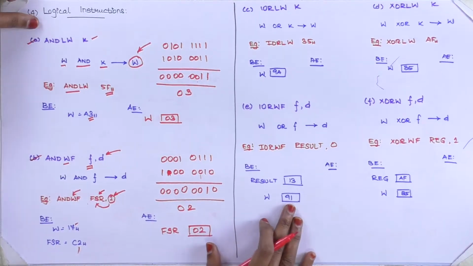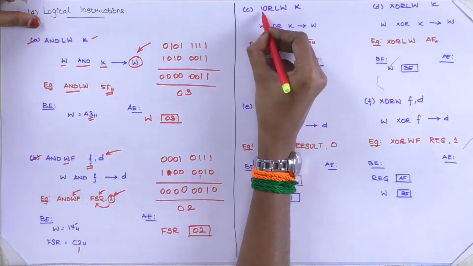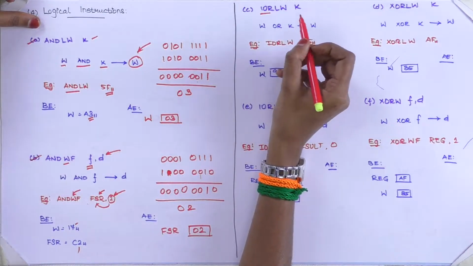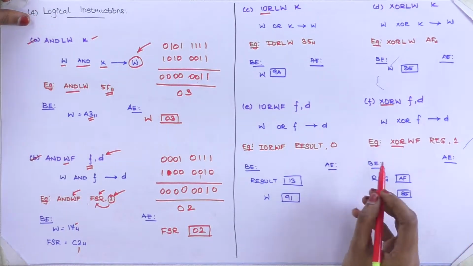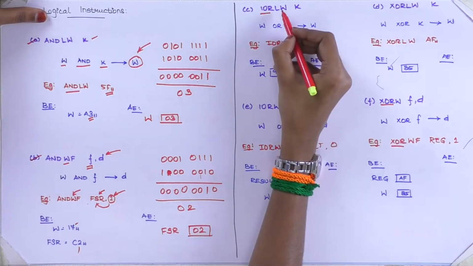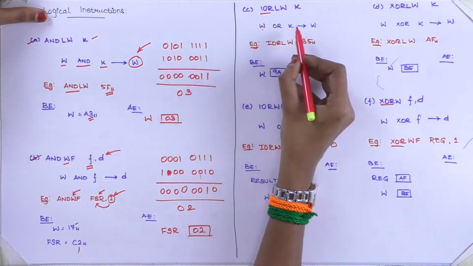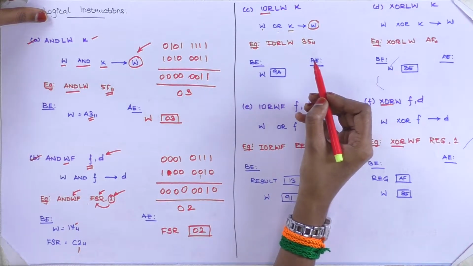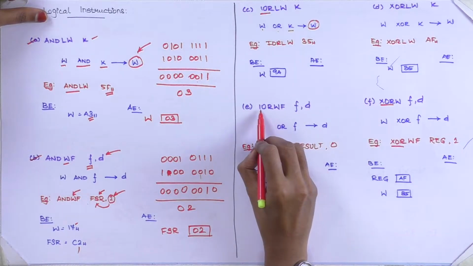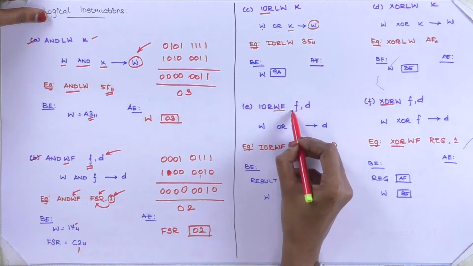Fine. In the same way we will mention the next instruction, and then the XOR instruction. IOR LW means the W register will be ORed with the literal value, and the result again will be stored in the working register. Then IOR WF F comma D.